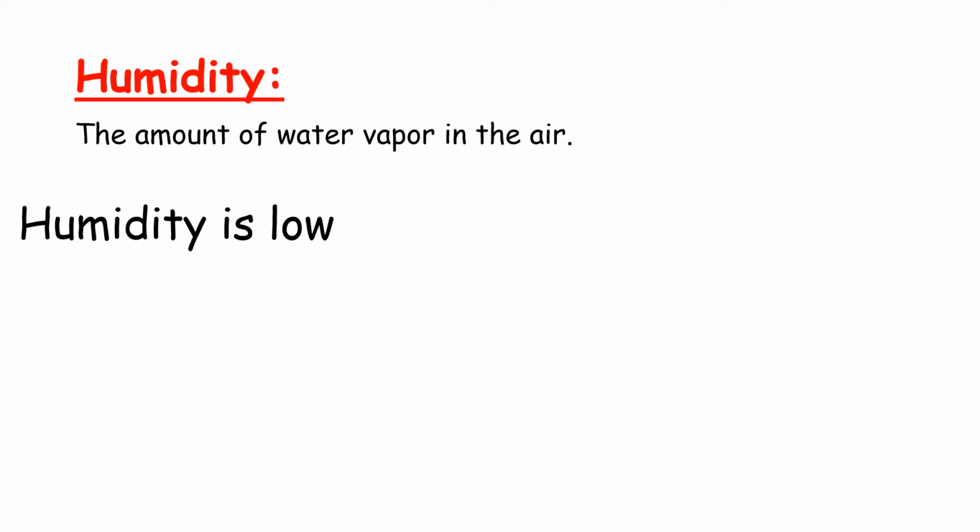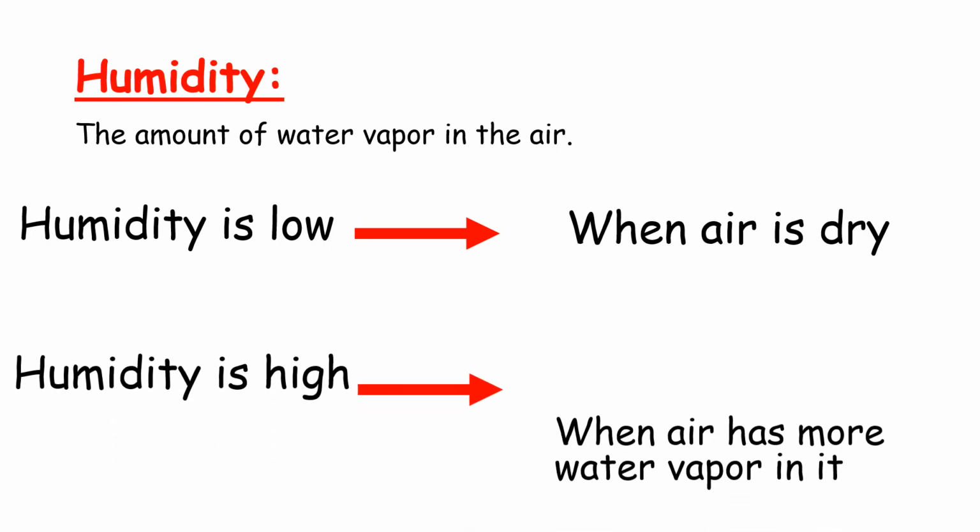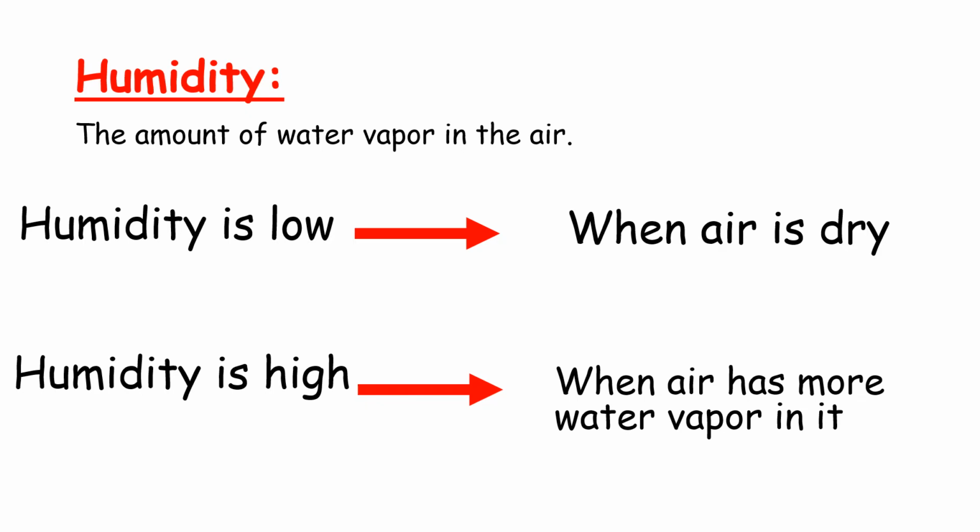Humidity is low when air is dry. Humidity is high when air has more water vapor. So the humidity is the amount of water vapor in the air. All of you know that, yes? This humidity can be low, can be high. When the humidity is low, the air is dry. When the humidity is high, the air has more water vapor. Okay?